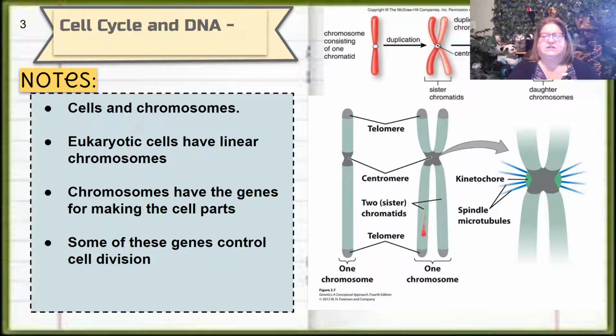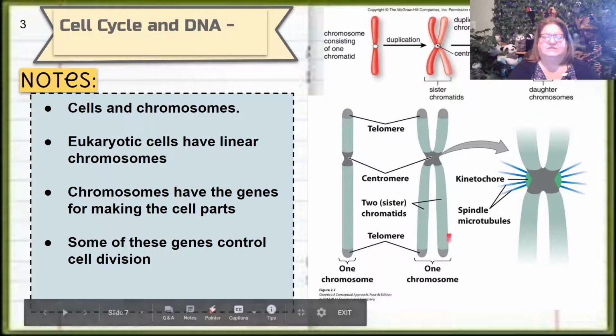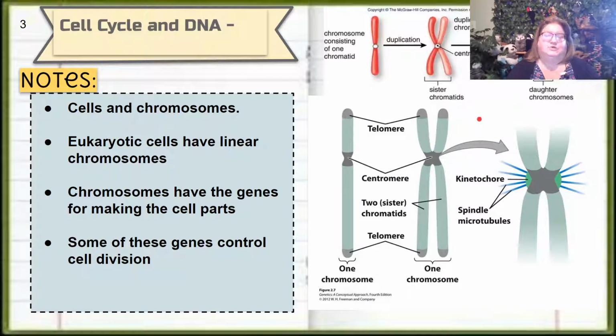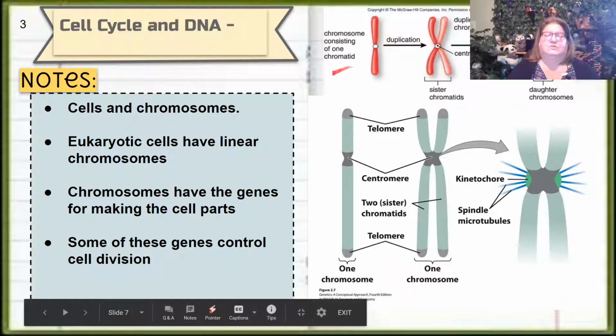Now, we call each copy a sister chromatid, but it's one chromosome. As soon as they divide, then they're considered two chromosomes. You're going to get a lot of practice from that. So, the one on the left here, one chromosome. The one on the right, still one chromosome.